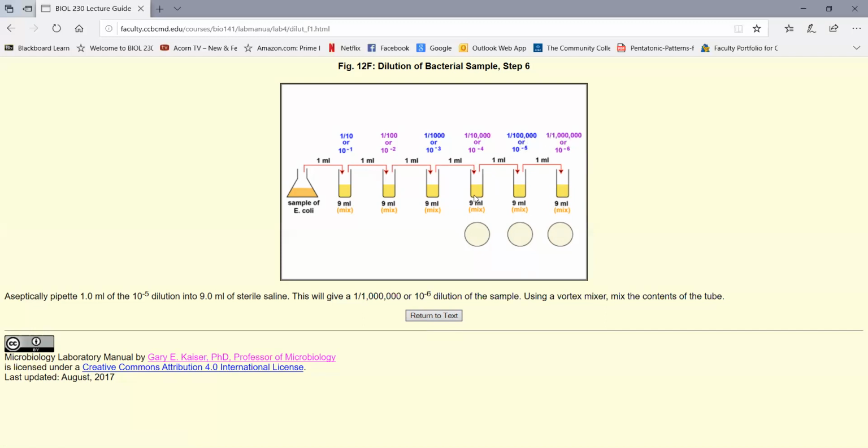And now we know that 1 ml from the 10 to the minus 4 tube has 1/10,000th the number of bacteria in the original milliliter. We know that 1 milliliter in our 10 to the minus 5 tube has 1/100,000th the number of bacteria in the original milliliter. And 1 milliliter in our final tube has 1/1,000,000th the number of bacteria of the original. So once we get them diluted enough, we're going to be able to plate them out in lab, as we'll see shortly, count the colonies, and by knowing the colonies and the dilution of the tube, we can extrapolate how many bacteria were in the original sample using simple formulas.